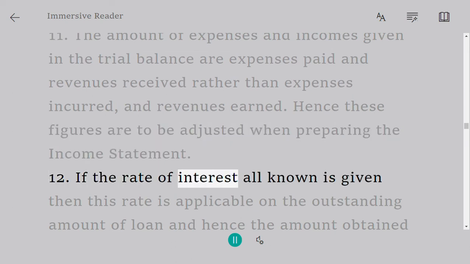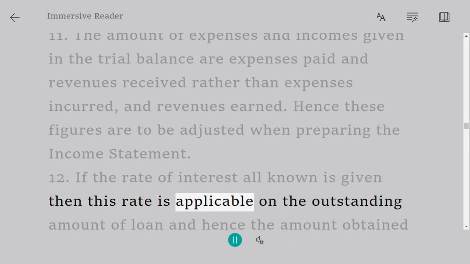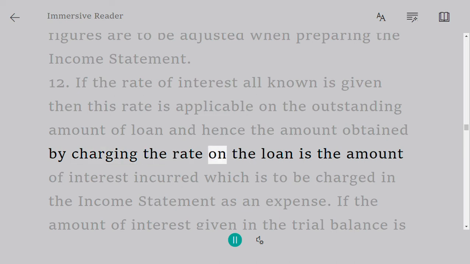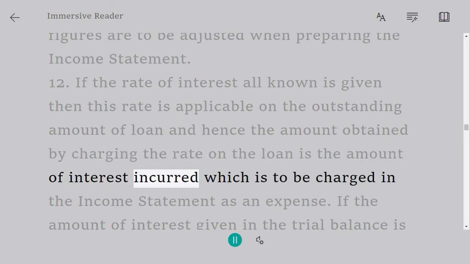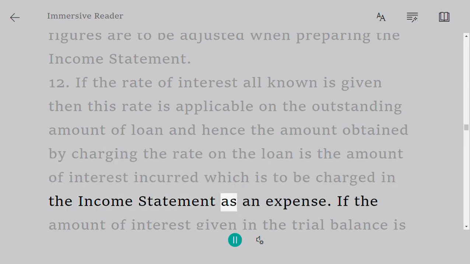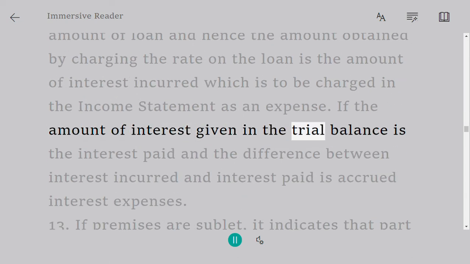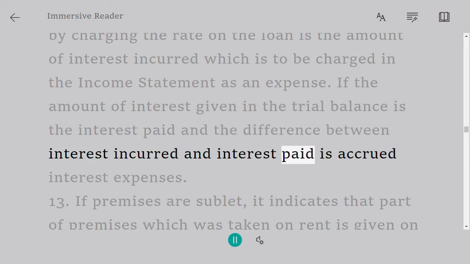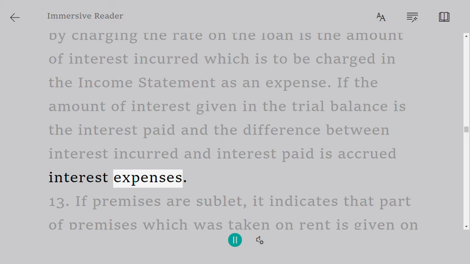12. If the rate of interest on loan is given, then this rate is applicable on the outstanding amount of loan, and hence the amount obtained by charging the rate on the loan is the amount of interest incurred, which is to be charged in the income statement as an expense. If the amount of interest given in the trial balance is the interest paid, then the difference between interest incurred and interest paid is accrued interest expense.